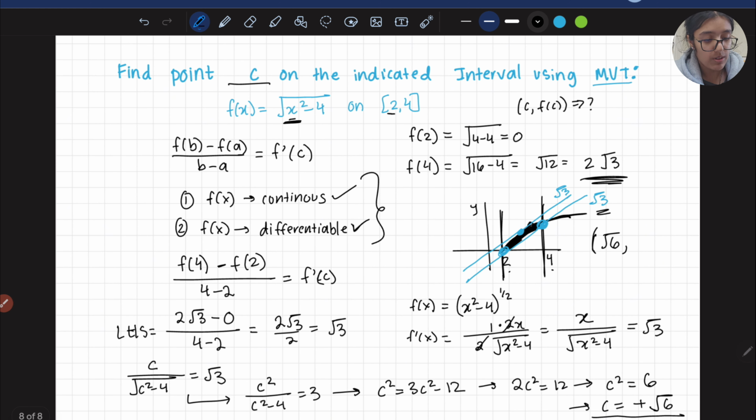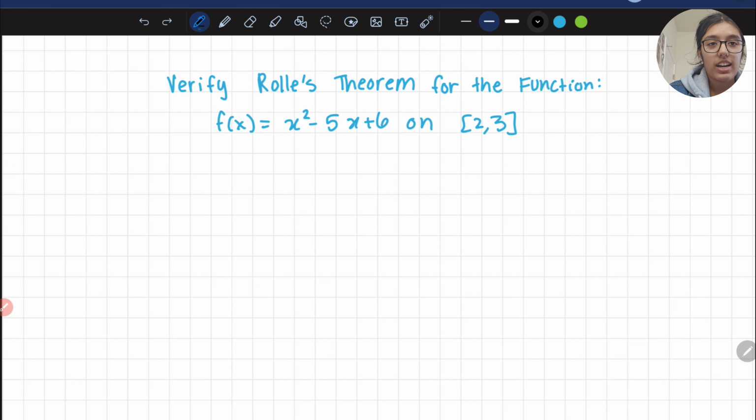We get root 6 squared, which is 6. 6 minus 4 is 2, so we get square root 2. And that is your point. Okay, now let's dive into Rolle's theorem.